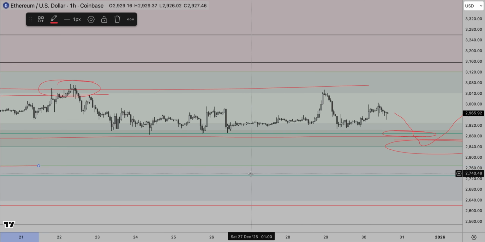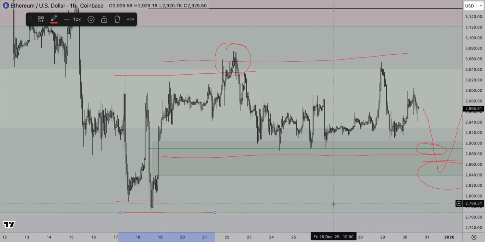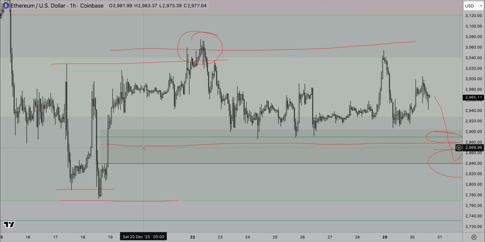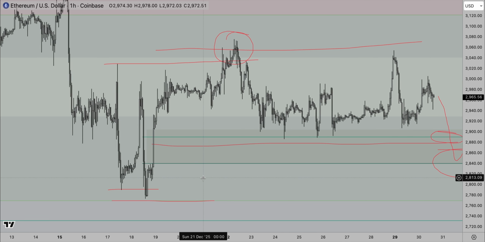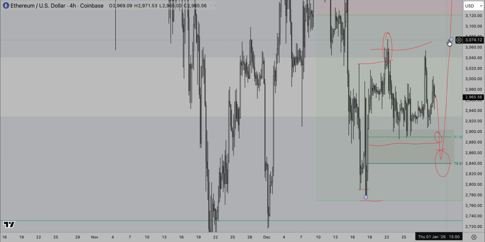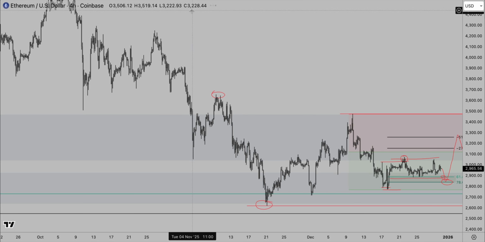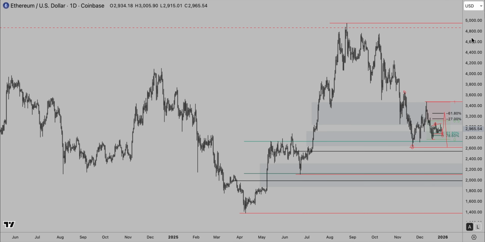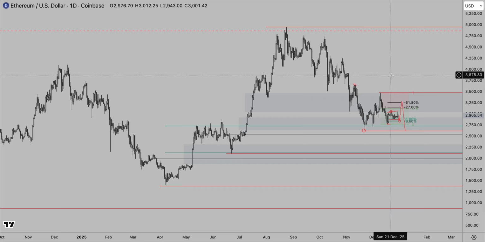And we will go in the 1 hour, but it gets even more messier, as you can see right now. To be honest, there's not really much to show you on the 1 hour. I don't really want to go lower than the 4 hour right now. But hopefully that gives you an insight into how I view the market and what I'm currently seeing right now.